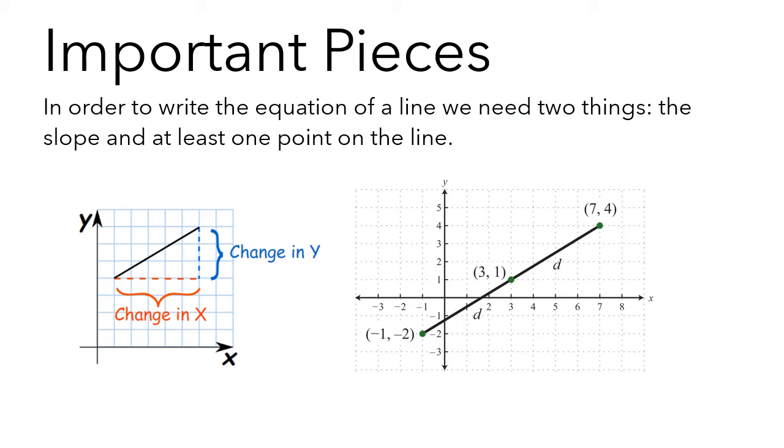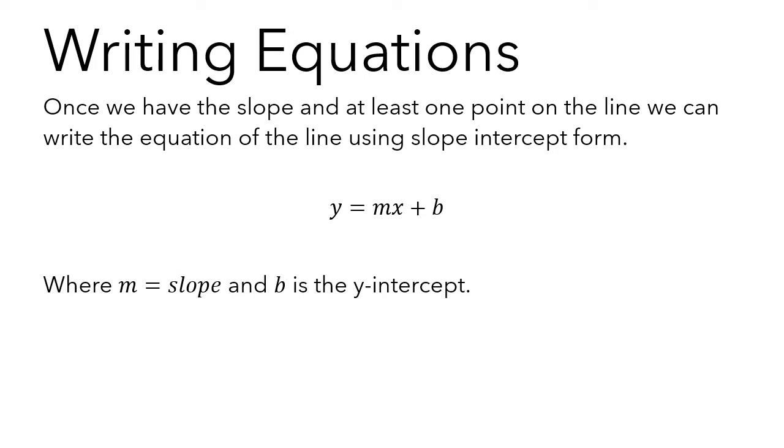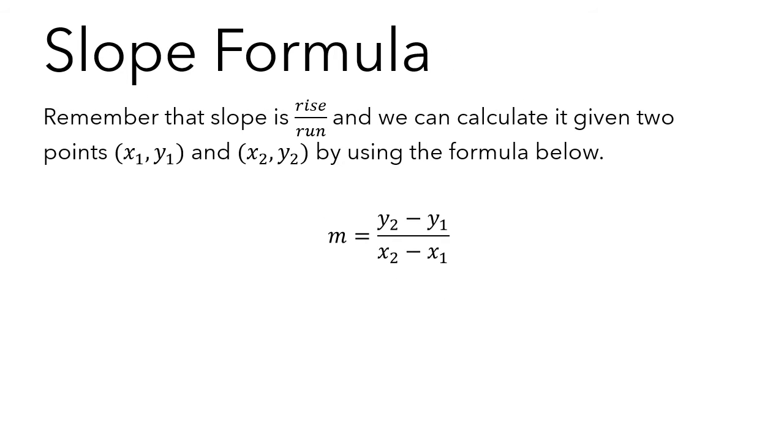So to write these equations, we need two things. We need the slope, and then we need at least 1 point on that line. If we have those two things, we can write the equation. So we're going to utilize the slope-intercept form, which is y equals mx plus b. We're going to find the slope, and then use the point we're given to solve for b, and that's how we'll get our equation. So we will have to use the slope formula.